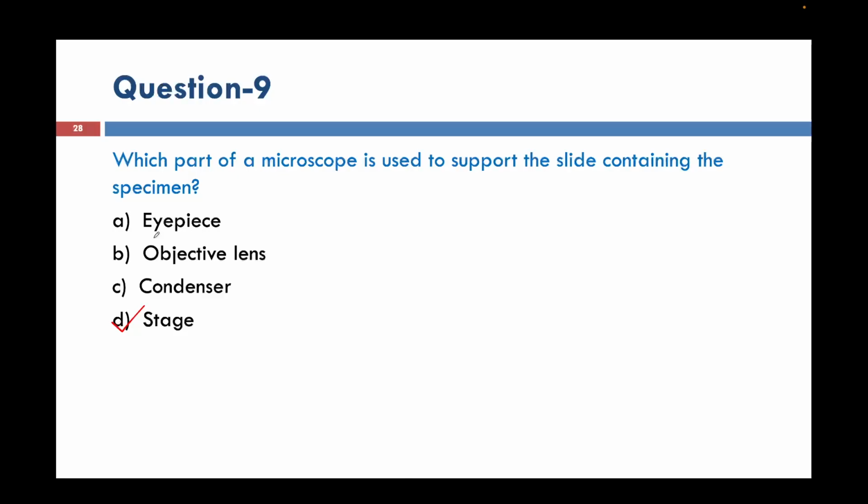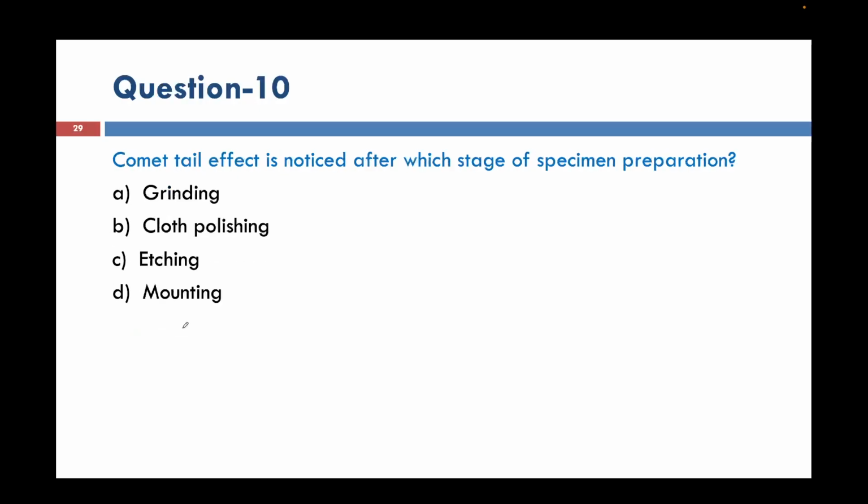The eyepiece increases the magnification, to a particular limit, of the image which is formed by the objective lens, and the objective lens's job is to collect all the beams which are coming after interaction with the material. The condenser is to focus the beam which is coming from the illuminator, our illuminating system, onto the sample. So these are the jobs of the condenser, objective lens and eyepiece. So the stage is the only part where we are keeping our sample.